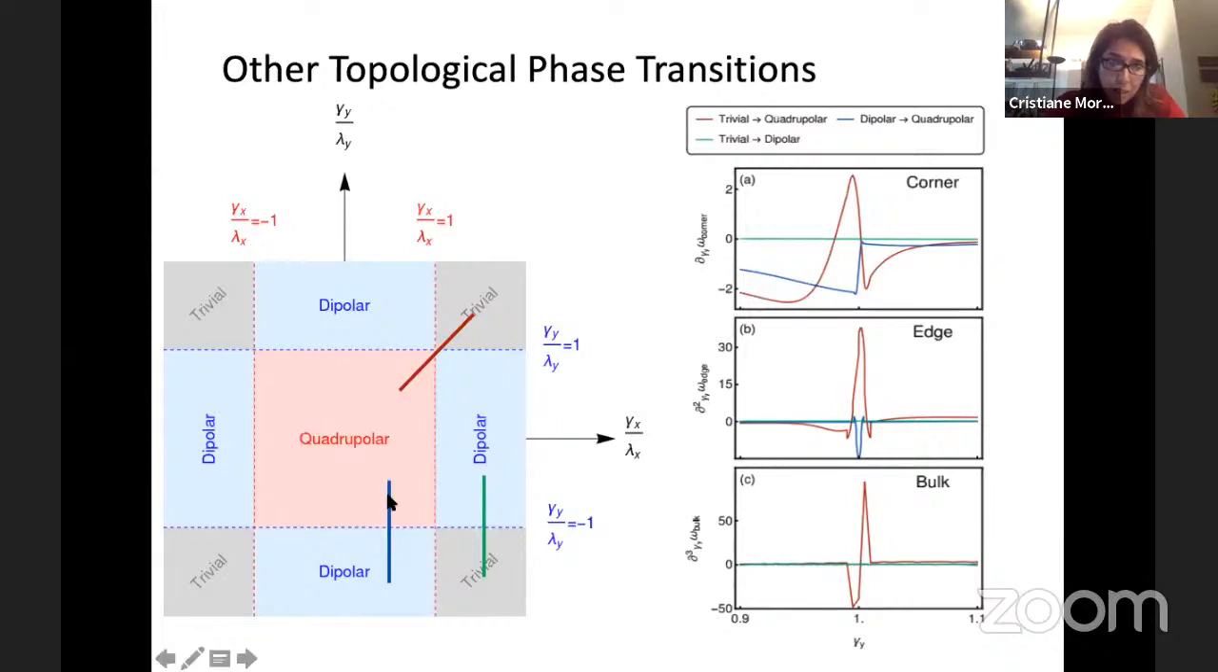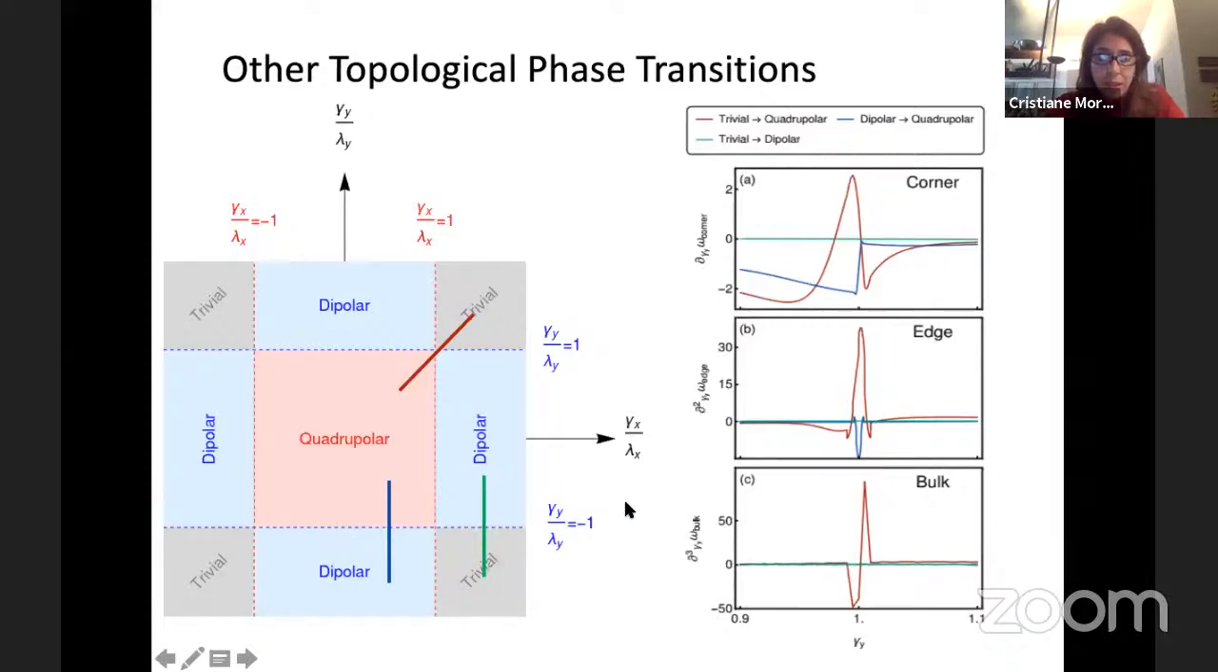For instance, this one in blue from the dipolar to the quadrupolar phase, or this one in green from the trivial to the dipolar phase. Is this thermodynamic description of topological phase transitions going to hold also here or not?